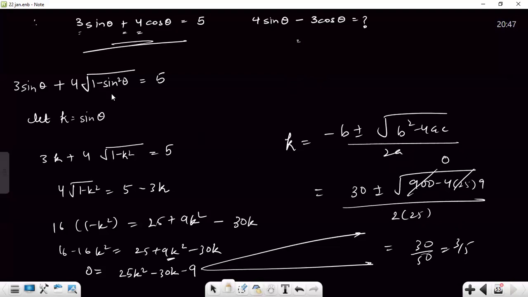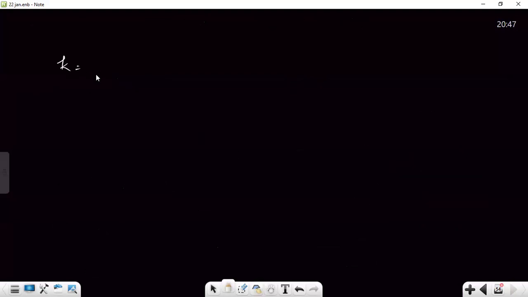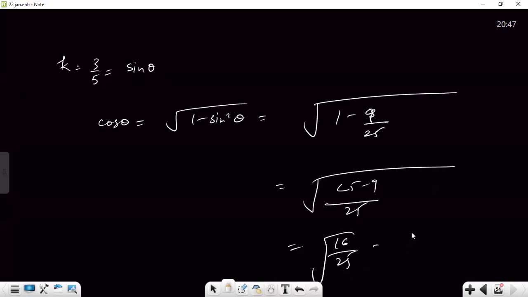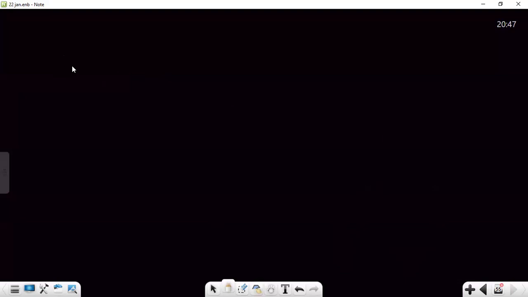So here the k is 3 by 5, which is actually the sine theta. What will be the cos theta? It is the square root of 1 minus sine square theta, which is the square root of 1 minus 3 square by 5 square, that is 9 by 25. 25 minus 9 divided by 25, 25 minus 9 is 16 divided by 25, which will give us 4 by 5. So we now have the value of sine theta and cos theta. Sine theta is 3 by 5, cos theta is 4 by 5.